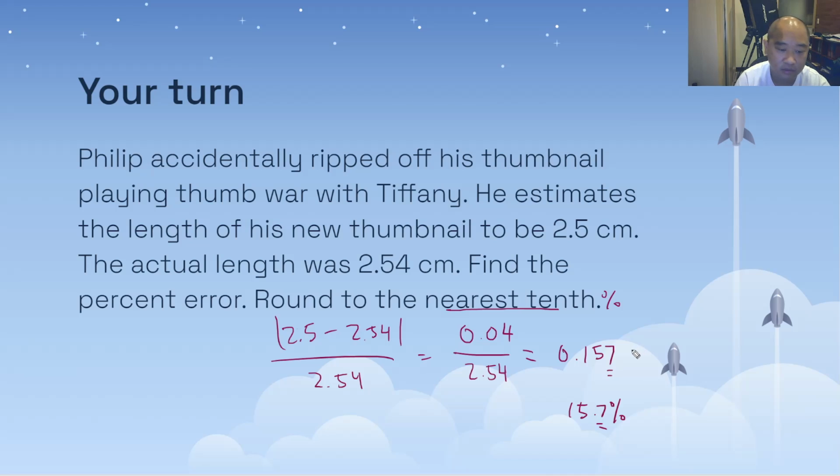Oh wait, no. We round this down. No, what am I doing? This is not right. There's another 0 here. 0.016. Yeah, so no, this is actually right. It's 1.6%. The 15.7 was wrong. Don't listen to me. It's 1.6%. Now listen to me because I'm right this time.